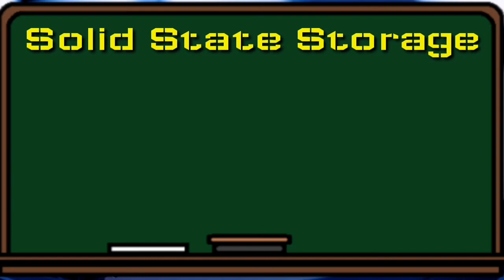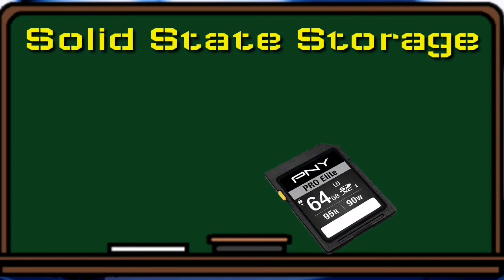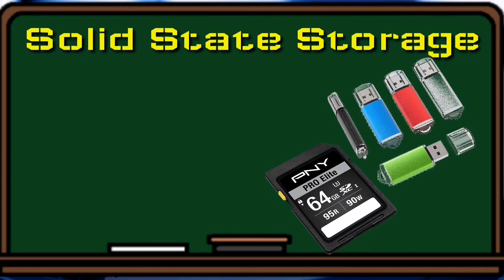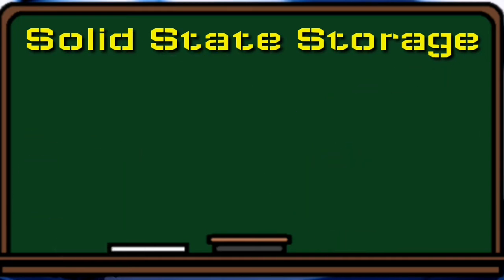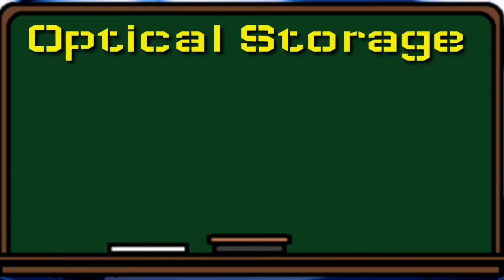Here are some examples of solid-state storage: flash memory, USB memory stick, memory cards, smart cards, multimedia cards, and memory stick media. Lastly, we have the optical storage.